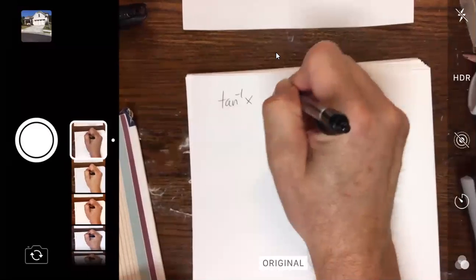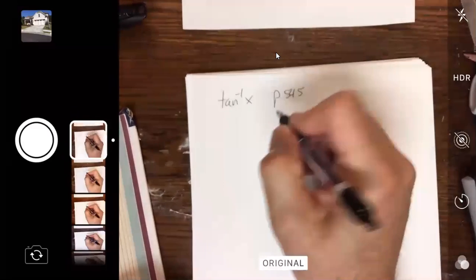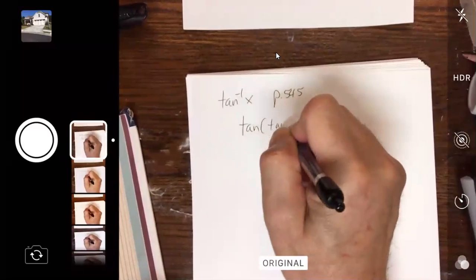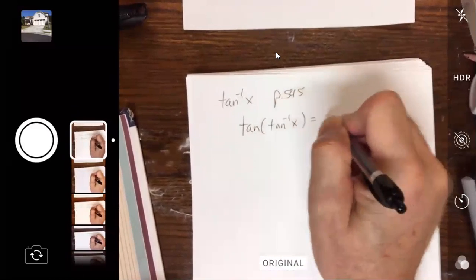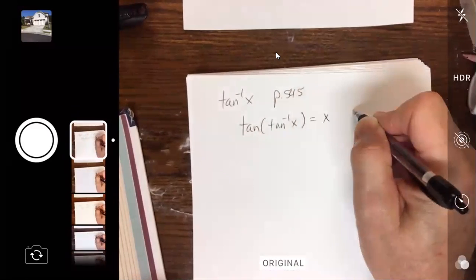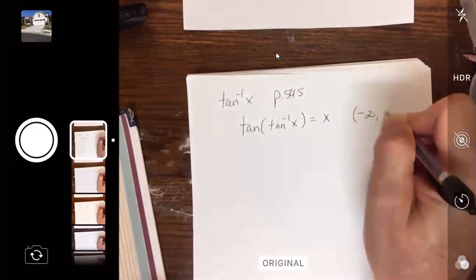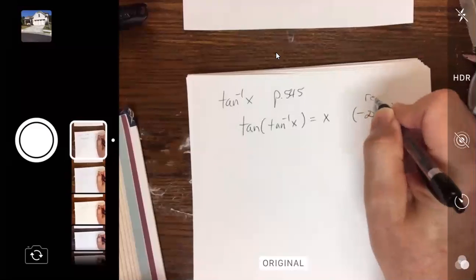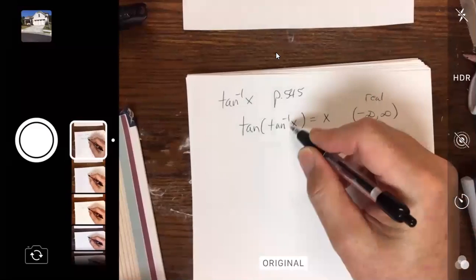Page 545. And I'll just give them to you. Tangent of arctangent x, and that is all x. Why is it getting to infinity? The book says real numbers. You can stick anything into an arctangent.